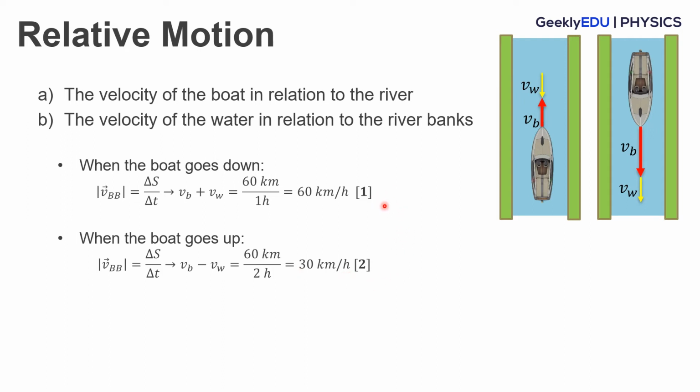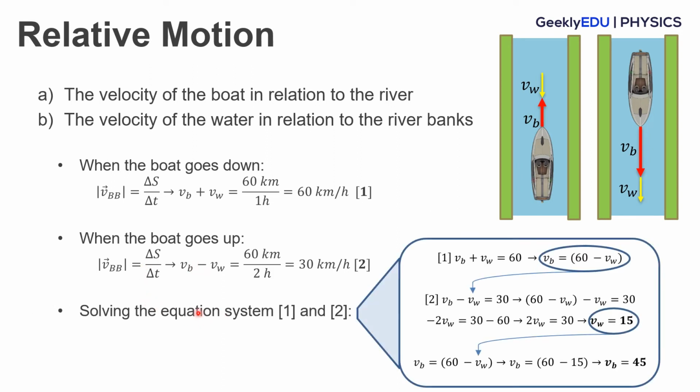We have then two equations and two variables. Solving the equation system, starting from equation 1, we can isolate the velocity of the boat and then substitute this in equation number 2. Doing this, we can find the velocity of the water. Again, we take this velocity and substitute it in equation number 1, so we have the velocity of the boat. So the velocity of the boat is 45 kilometers per hour, and the velocity of the water is 15 kilometers per hour. The velocity of the boat is the same as the velocity of the boat in relation to the river or the water, and the velocity of the water is the same as the velocity of the water in relation to the riverbanks.